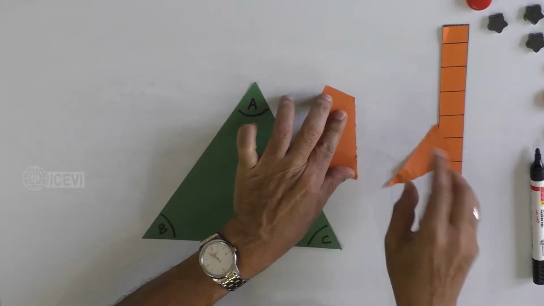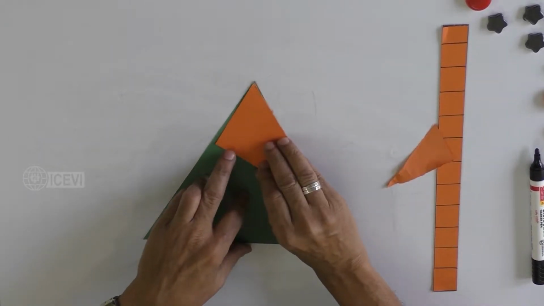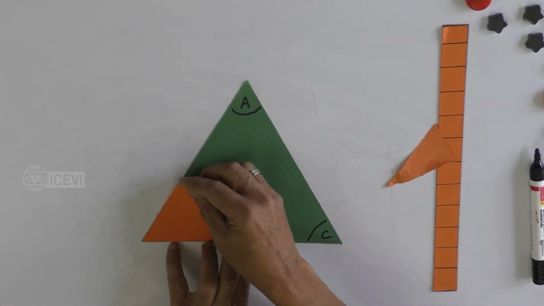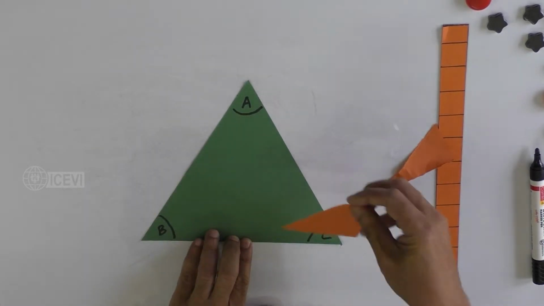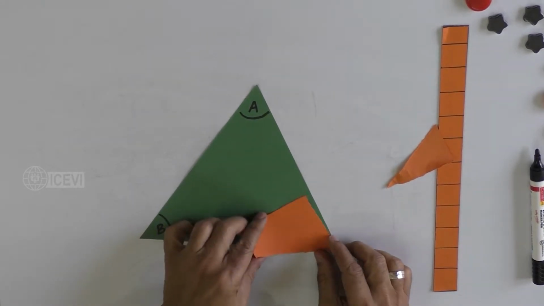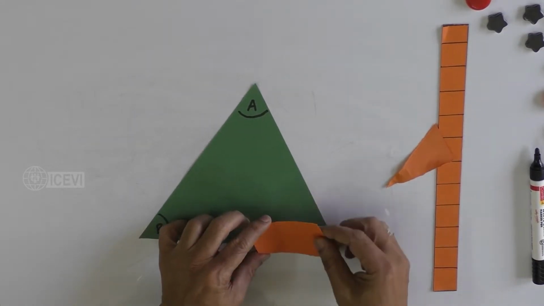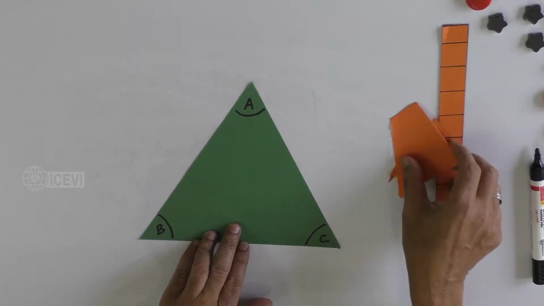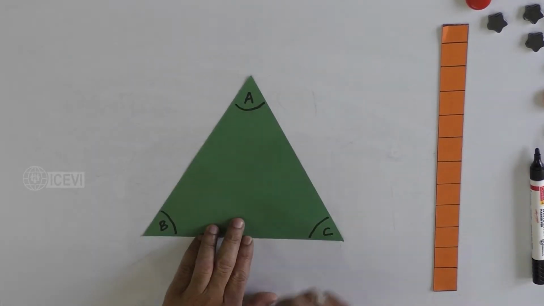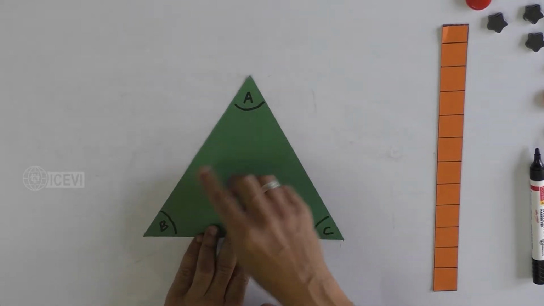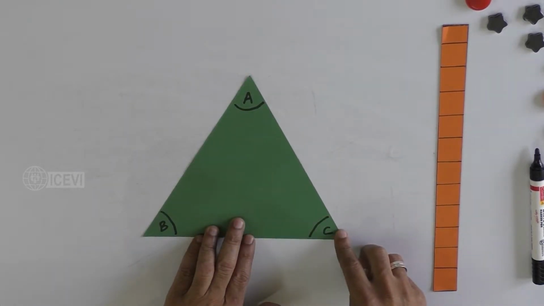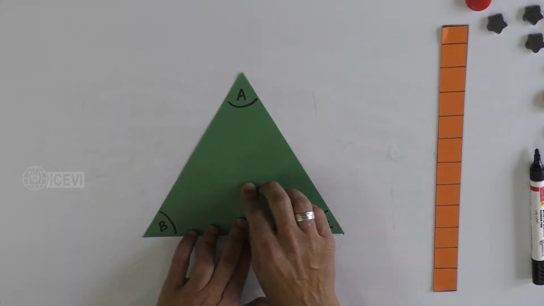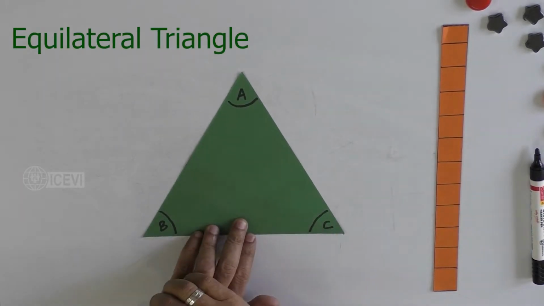Now we have formed an angle A. Now you just take that and measure B and then also measure C. So that means all the three angles in this triangle are of same measurement. So in this triangle the three sides are equal and the three angles are also equal. You call this triangle an equilateral triangle.